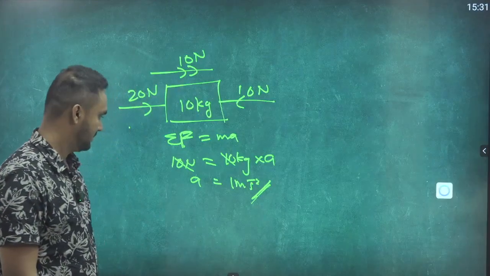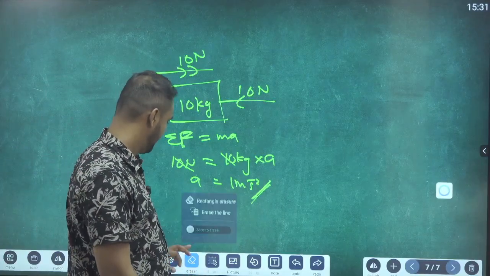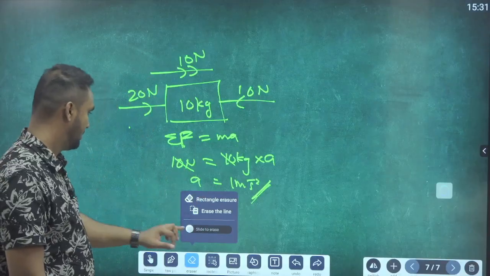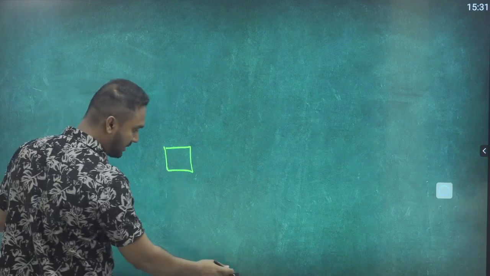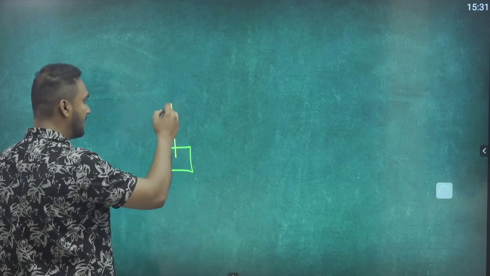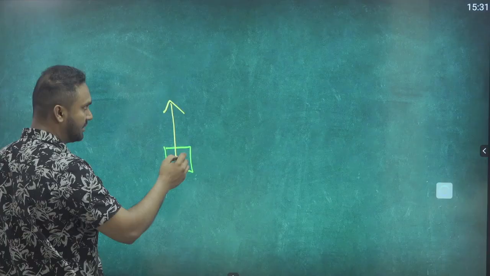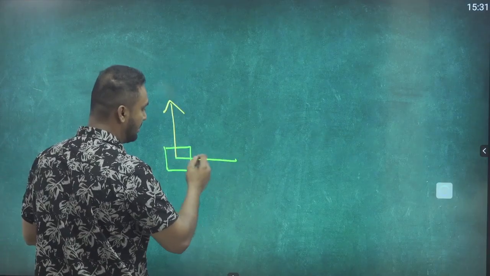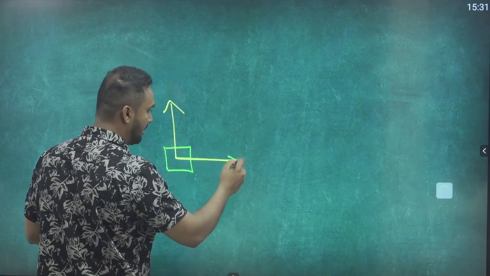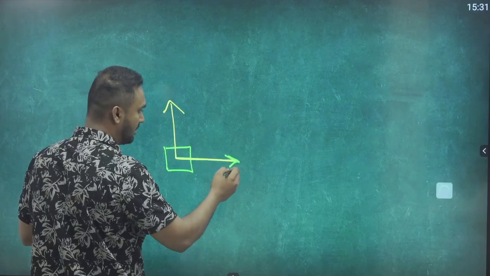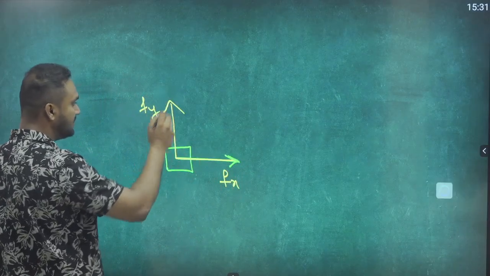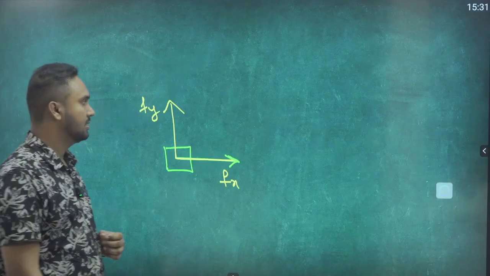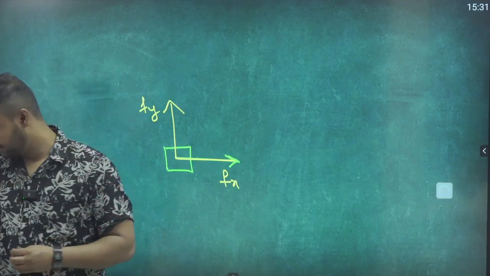Let's think something like this, right? Now this is an object. Now two forces are acting here. One is acting upwards, which is in the y direction. The other one is acting in the x-axis. We'll take these two forces as Fx and Fy, right? So how does the resultant force work?